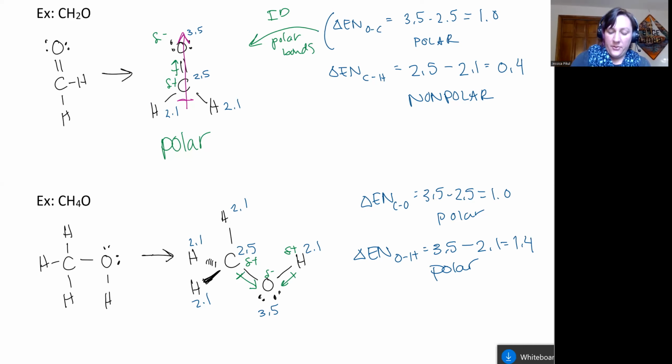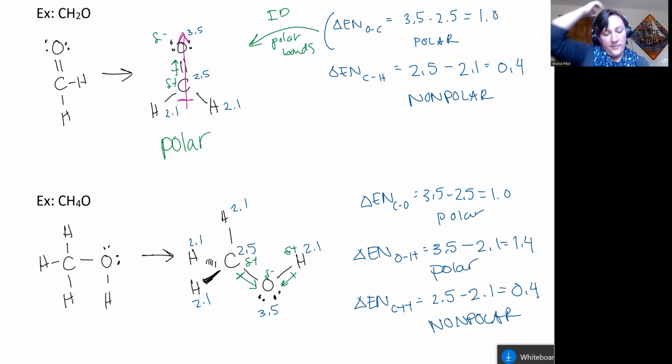All right, one last type. The rest of the bonds, all 3 of them, are carbon and hydrogen. So that's the 2.5 minus 2.1 for the hydrogen. That's 0.4. That's nonpolar. So I won't write anything on them to indicate that they're nonpolar. And I won't put a dipole arrow because they're nonpolar.